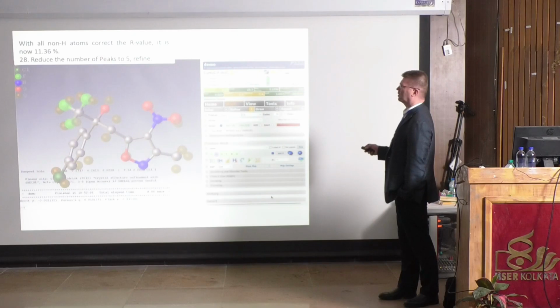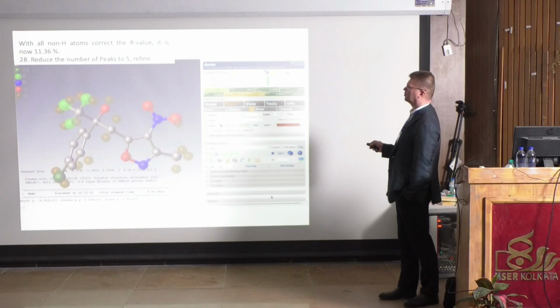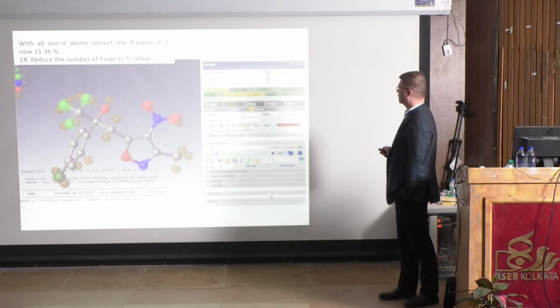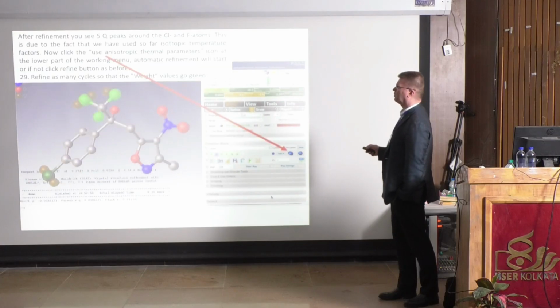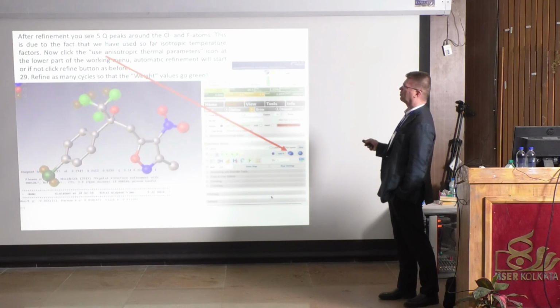And now we can do a trick. We will go here and reduce the number to 5 and see what happens, and then refine it again. Now you can see, during the refinement, 5 Q peaks around the chlorine and fluorine atoms here. Look. Why is this?